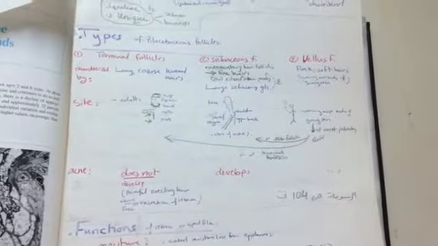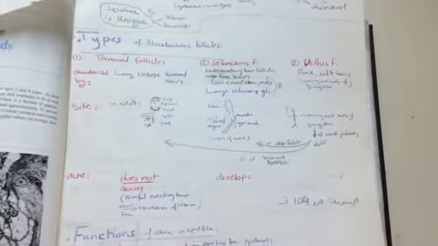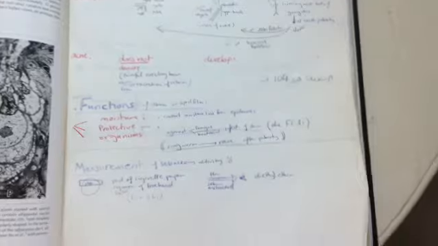And acne doesn't develop in the terminal hair, but it develops in the sebaceous hair, and in the vellus hair, according to the type it will shift to. The functions of sebum.